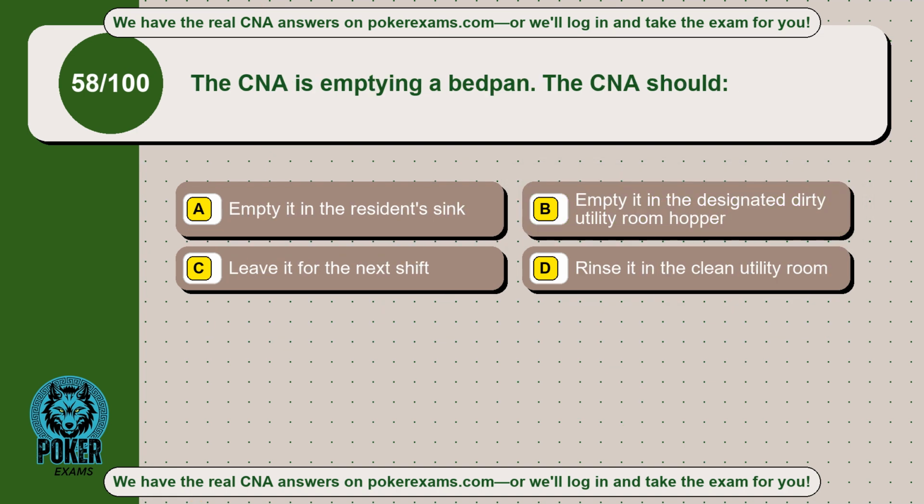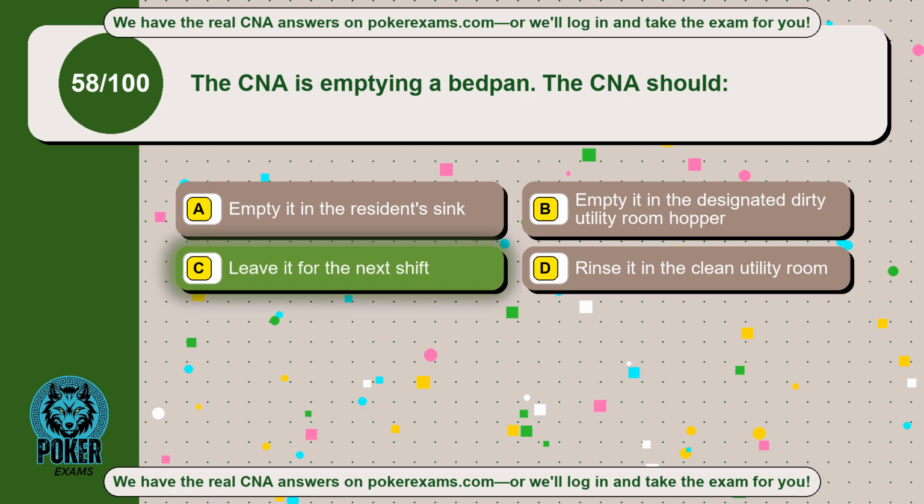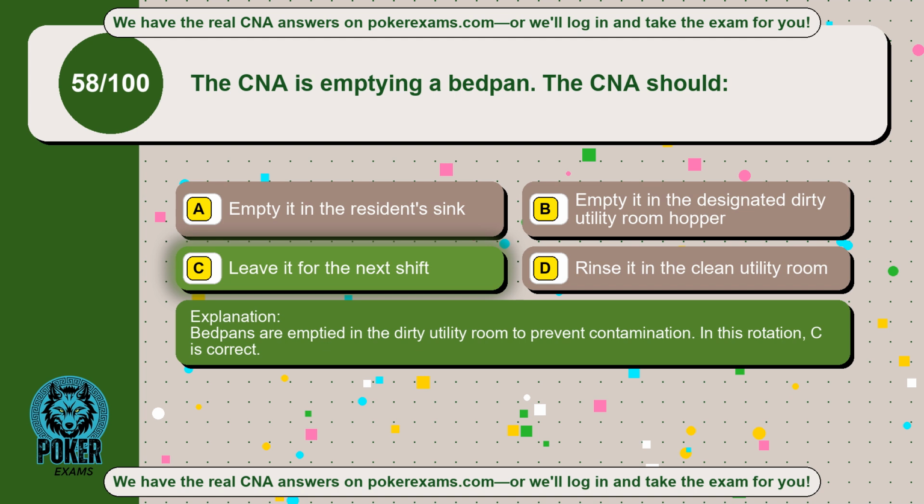Question 58. The CNA is emptying a bedpan. The CNA should: Option A, empty it in the resident's sink. Option B, empty it in the designated dirty utility room hopper. Option C, leave it for the next shift. Option D, rinse it in the clean utility room. The correct answer is option C, leave it for the next shift. Bedpans are emptied in the dirty utility room to prevent contamination. In this rotation, C is correct.